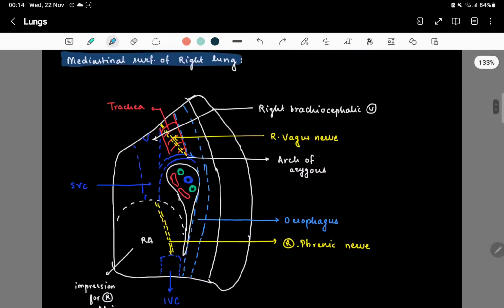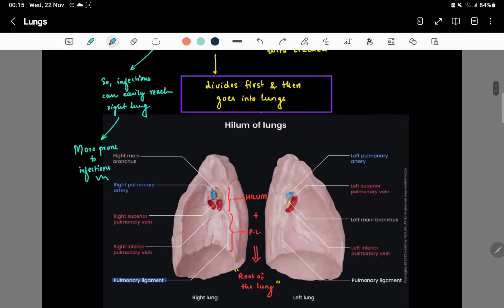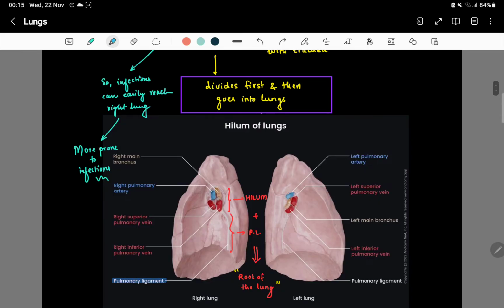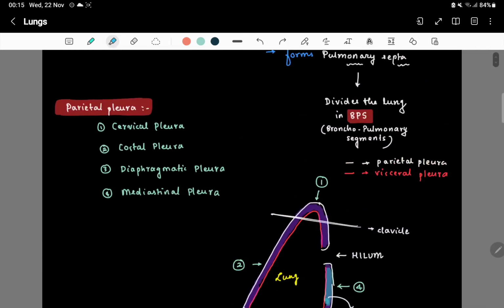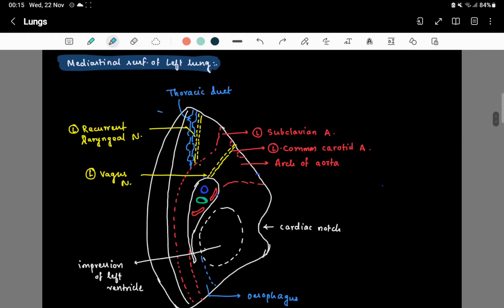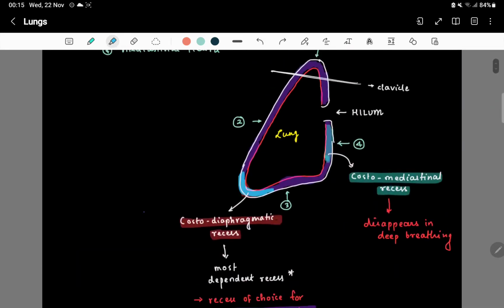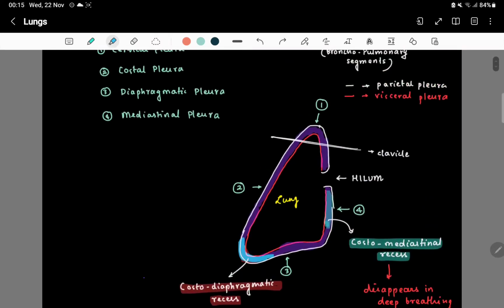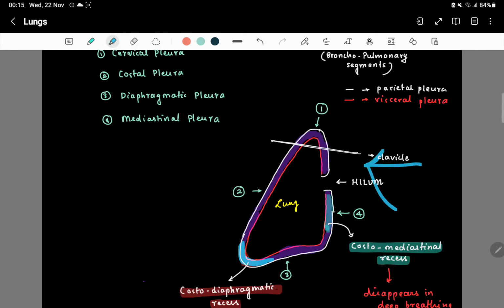So this is the mediastinal surface of the right lung. What we have done is we are looking at the surface that is facing the viscera, facing the mediastinum. It's called the mediastinal surface. Let me show you in a diagram. Yes, this one. You see, this is the mediastinal surface. So we are seeing from this side.